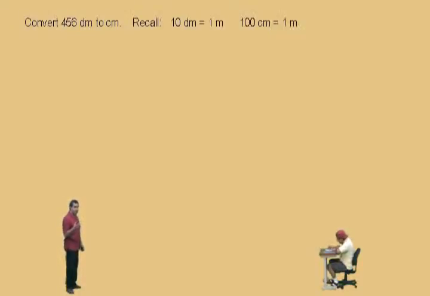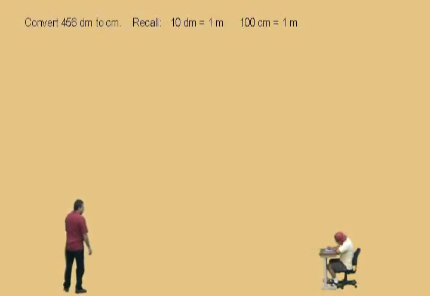Okay, let's go. Here's our first problem. We're going to convert 456 decimeters to centimeters. So you should already know your metric prefixes. Deci, remember, is a tenth of, and centi is a hundredth of. Those were explained in the previous video, so go back and watch the metric prefix video if you've forgotten those.